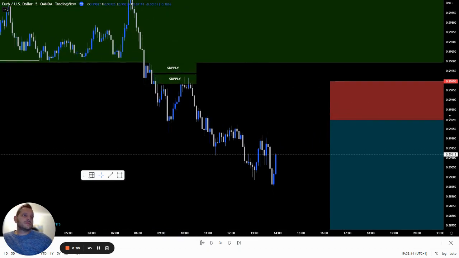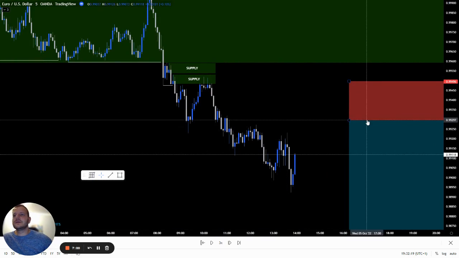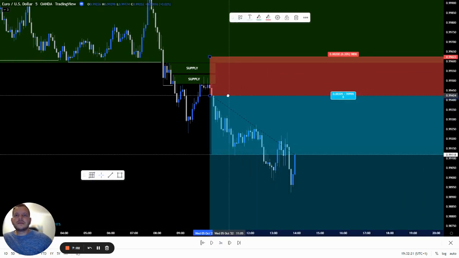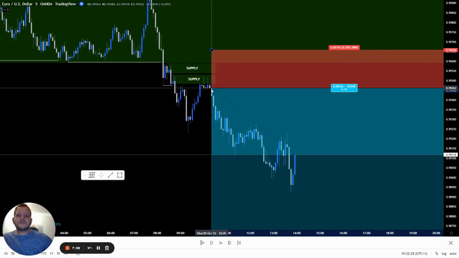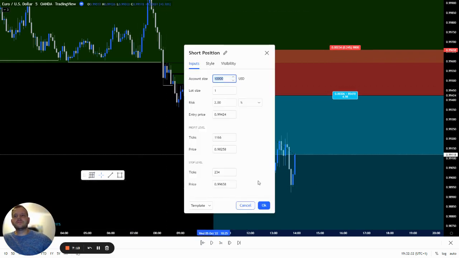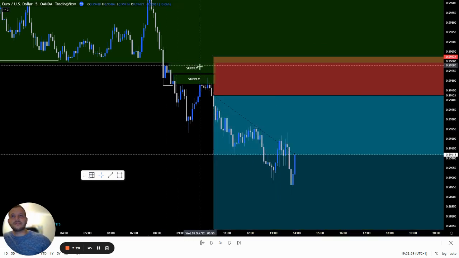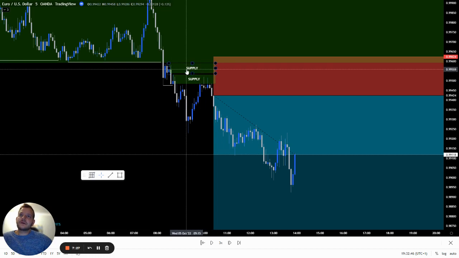So the one I entered on was at 10:24. It was about there, and my stop loss was 20 pips, which is quite a lot for me, but I wanted to make sure I got profit, and I covered myself basically by covering this order block and this order block.